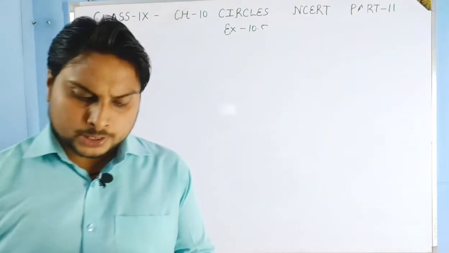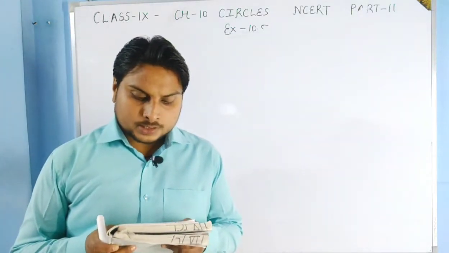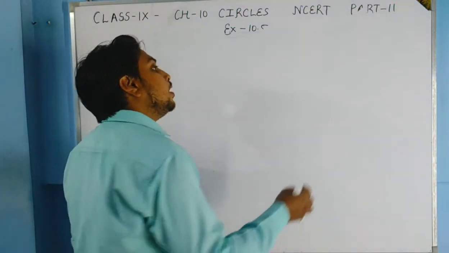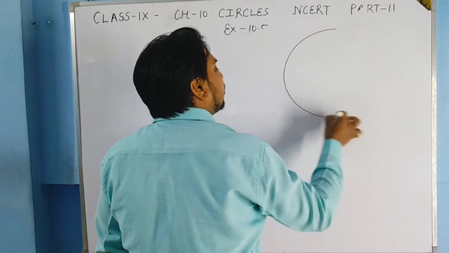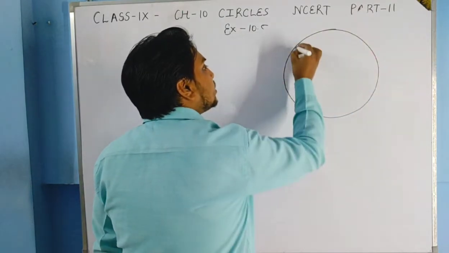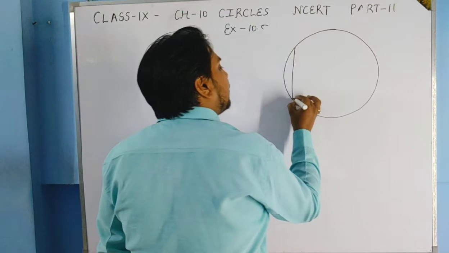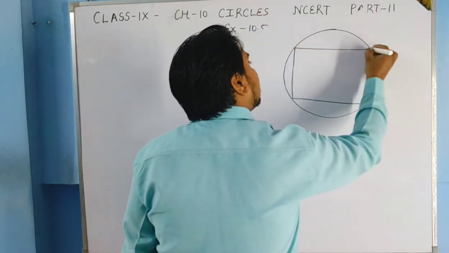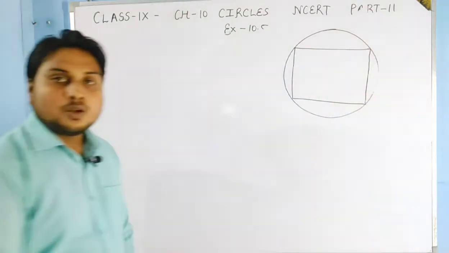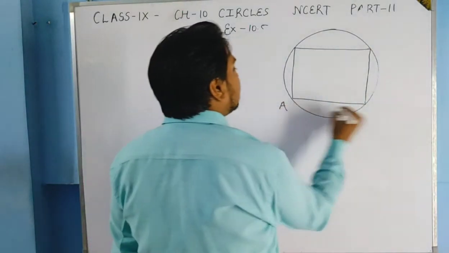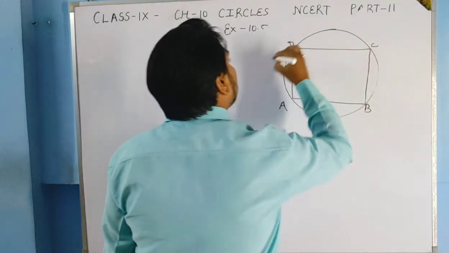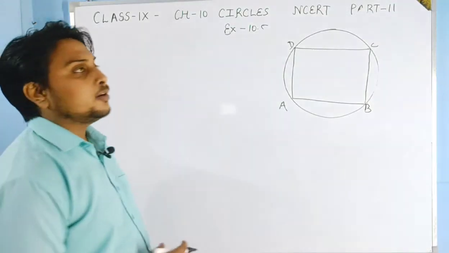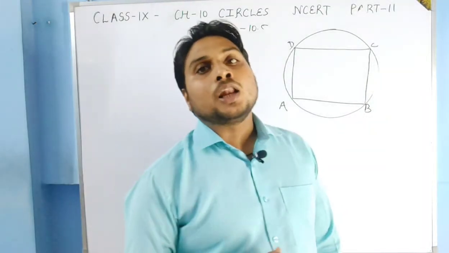Coming to the last question, students, the question is, prove that a cyclic parallelogram is a rectangle. Okay, so you have to show that a cyclic parallelogram is a rectangle. Means there is a circle, in that circle a parallelogram is there, and you have to show that this parallelogram is a rectangle. Suppose this is the circle and this is the quadrilateral ABCD, which is given that it is a parallelogram, and you have to show that this parallelogram is nothing else but a rectangle.